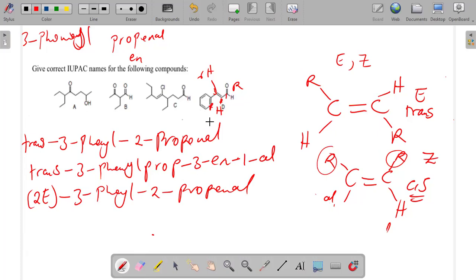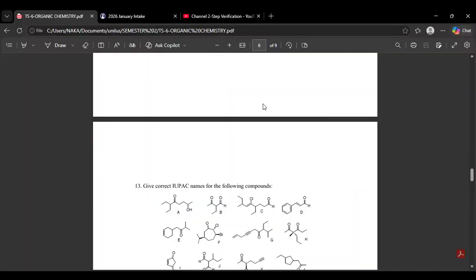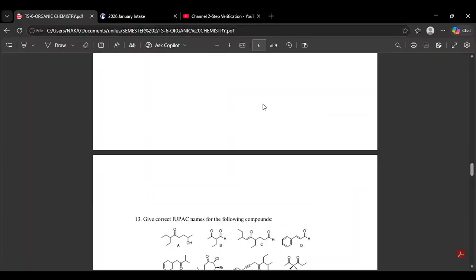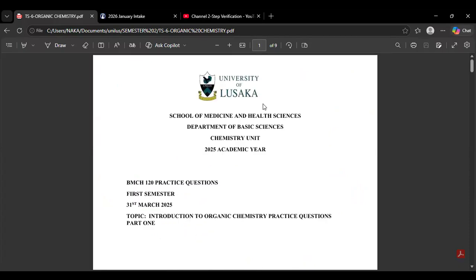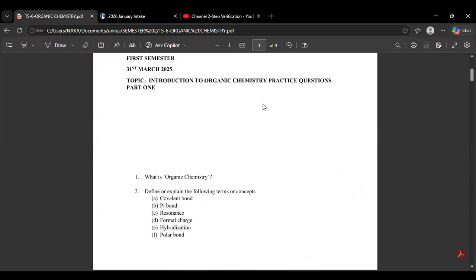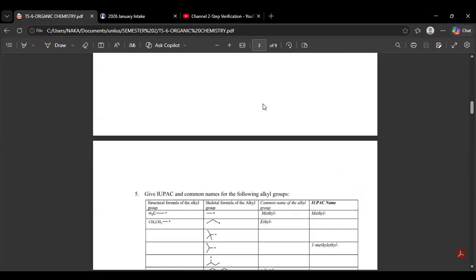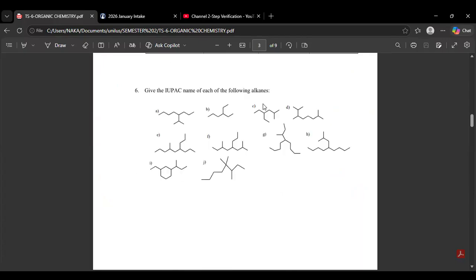So all these names, that's how we can get our IUPAC names for different hydrocarbon compounds. Okay, so this is just part of the questions that we had in tutorial sheet 6. So let me just show you the entire tutorial sheet. Okay, so this is a full tutorial sheet. You can see there the questions from question number 1. They are available on the website. Okay, so starting from question number 1 to question number 6.